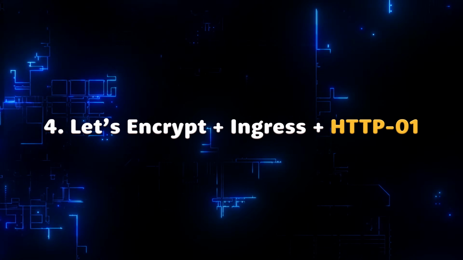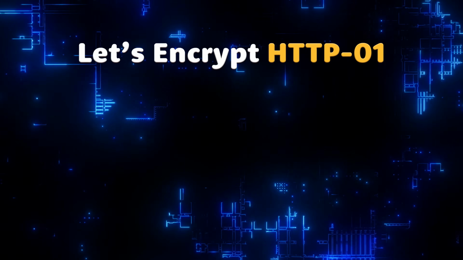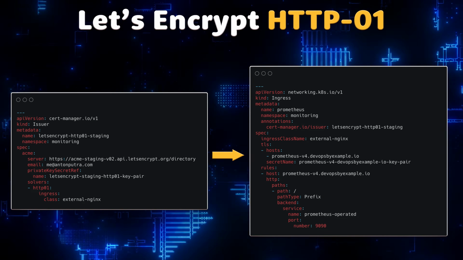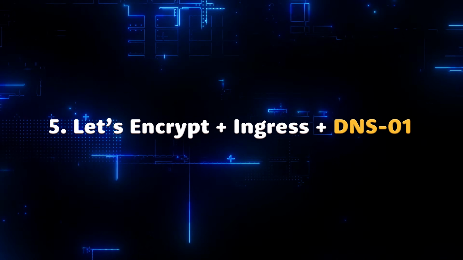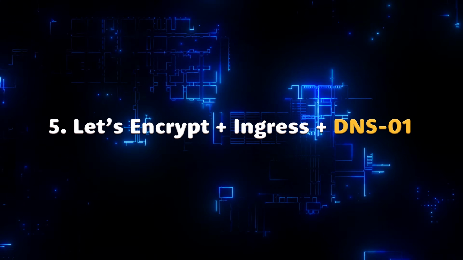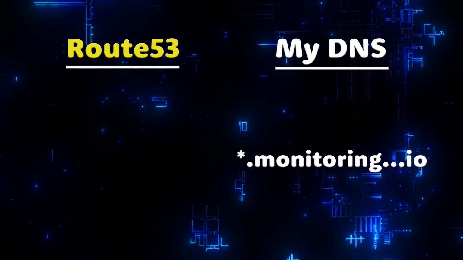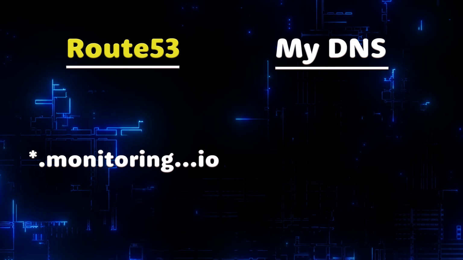Finally, in the fourth example, we will create a Let's Encrypt issuer and obtain the certificate using the staging environment first. For this example, we will use the HTTP-01 challenge. The most important lesson here is that I'll show you how to debug if you face all sorts of issues. Our fifth and final example will use the Let's Encrypt issuer that will use the DNS-01 challenge. Here I'll show you how to transfer the subdomain to Route 53, in my case the monitoring subdomain.